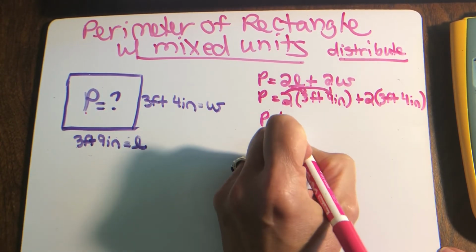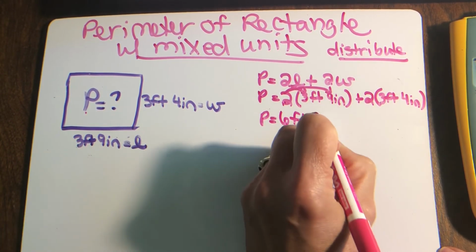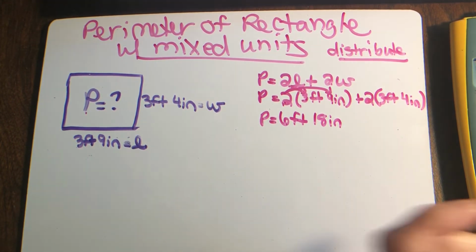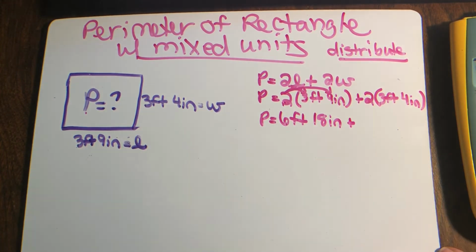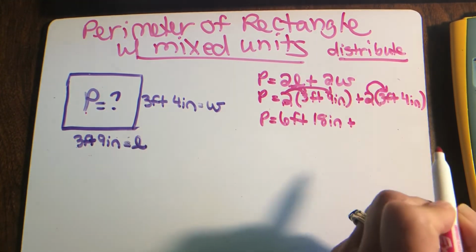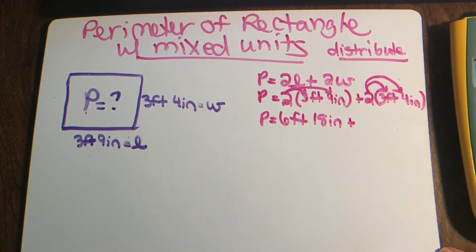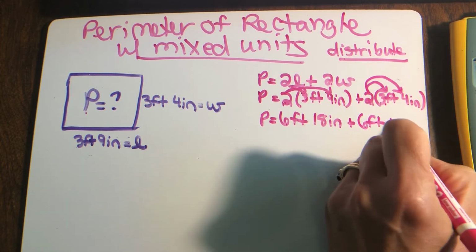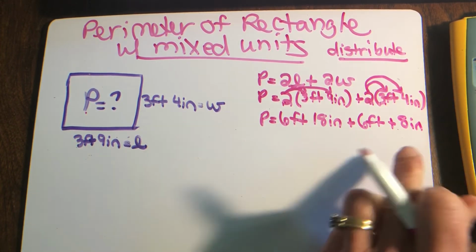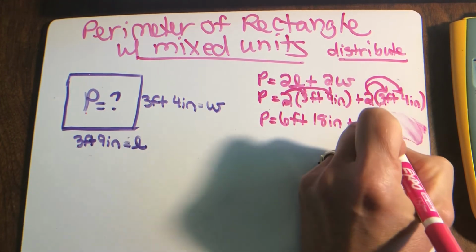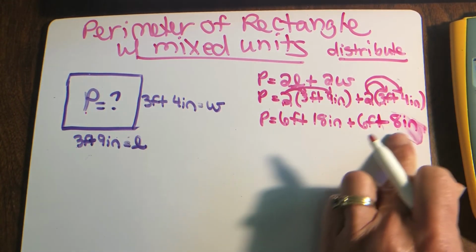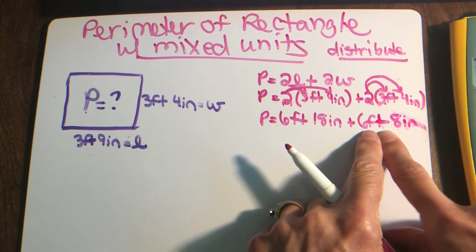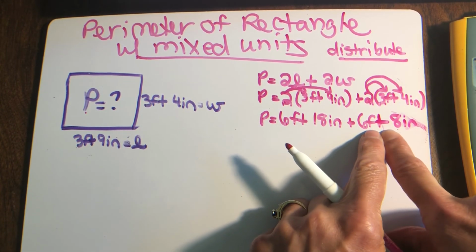2 times 3 is 6 feet. 2 times 9 is 18 inches. So we just simplified that expression. Keep going. Write your plus sign. Draw your arrow from the 2 to the 3, from the 2 to the 4. 2 times 3 is 6 feet. 2 times 4 is 8 inches. Oops. Don't put a plus sign. That is an FT, not an F plus. The abbreviation for feet or foot is FT.